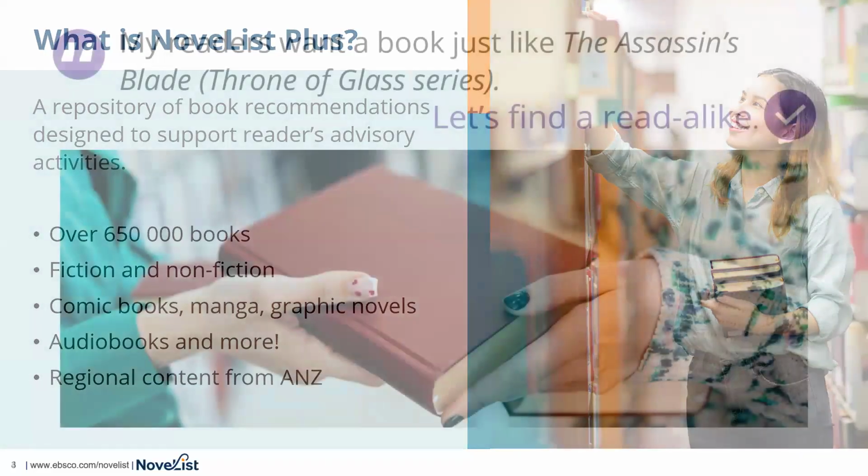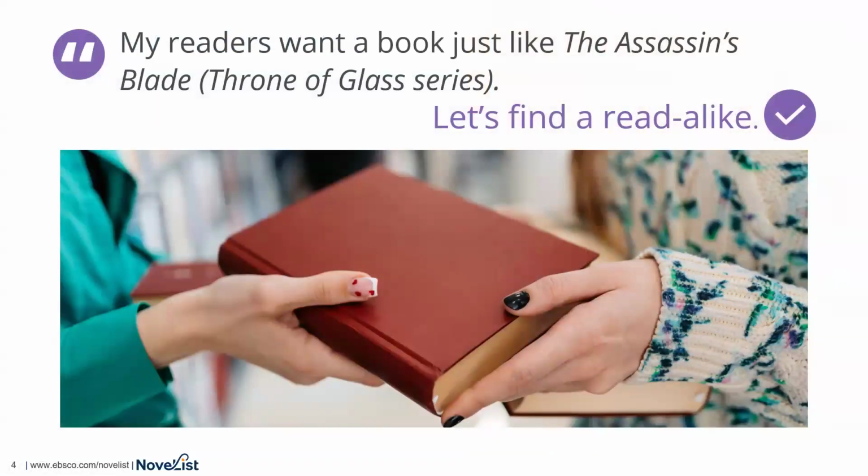Now, one of the key features of NoveList Plus is the advisory aspects. So in this example, I might be on the library desk and I might have a patron that comes up and they would like a book just like The Assassin's Blade from the Throne of Glass series. So utilizing NoveList Plus, we can use reader likes to help us locate other titles or even series that are similar to the book that the patron wants to read.